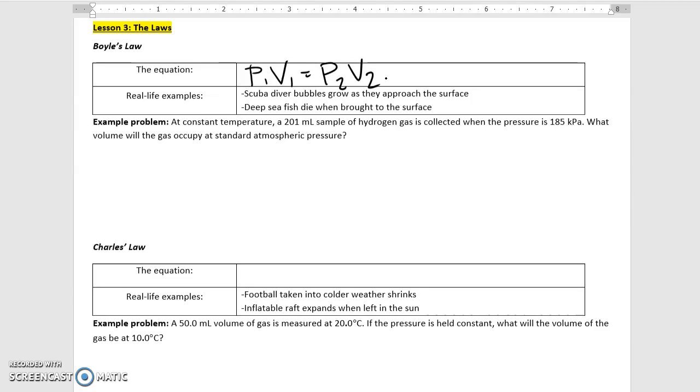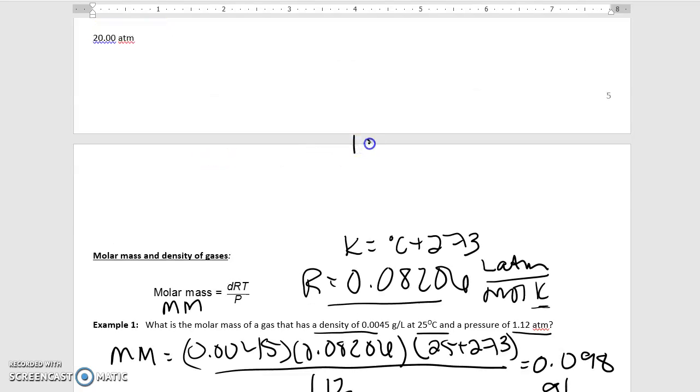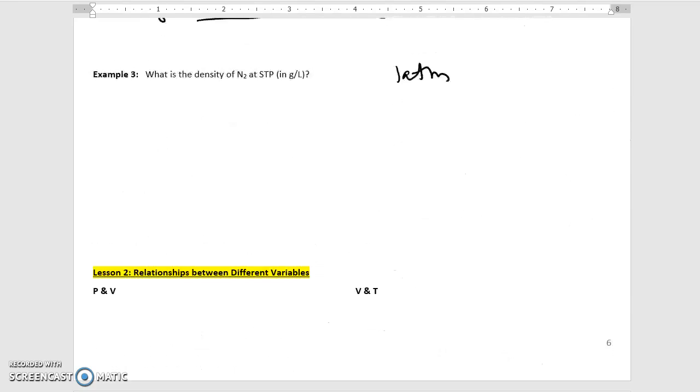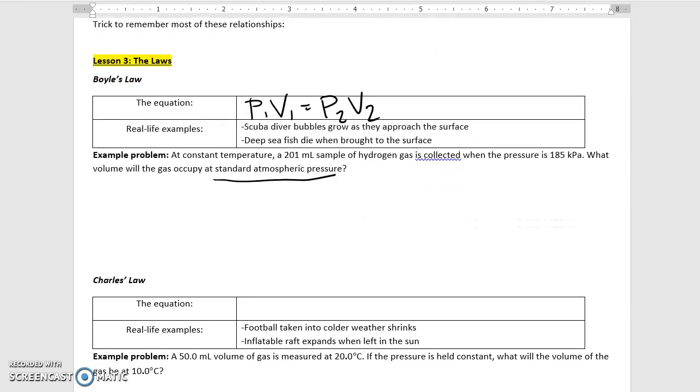So an example of this type of problem: at constant temperature, you've got a 201 milliliter sample of hydrogen gas. It's collected and the pressure is that. What volume will the gas occupy at standard atmospheric pressure? There's that phrase again. That means 1 atmosphere. All right, so standard atmospheric pressure is a phrase that means 1 atmosphere.